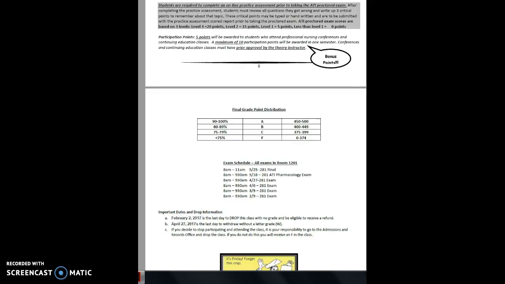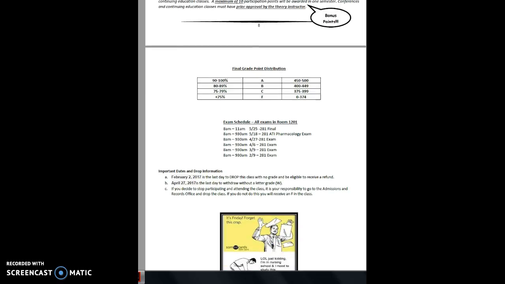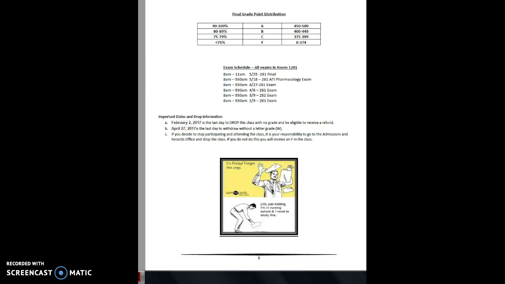Here's the dates of our exams. They are all online exams. I know you're used to that because Johanna taught you all about that. And they will be all in room 1201 in the library, as well as your pharmacology exam. If you're planning to drop this class and get your money back, February 2nd is the date, and the last day to withdraw without getting a letter grade or just a W is the 27th of April.